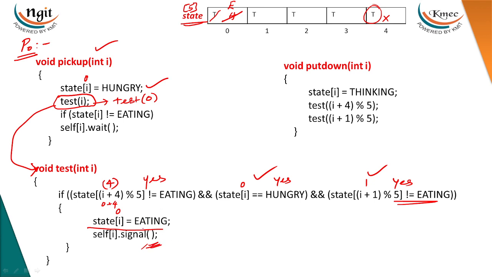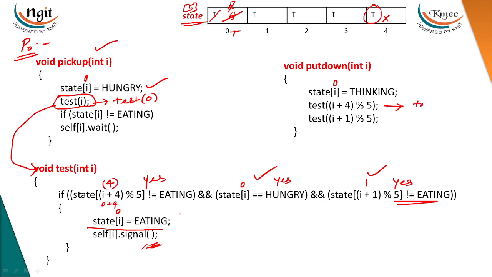Now after this particular statement, it will again go to this one. So this is a condition for eating. Now after P0 finishes its eating, he will again change this particular state of 0 to thinking and invoke the put down function.